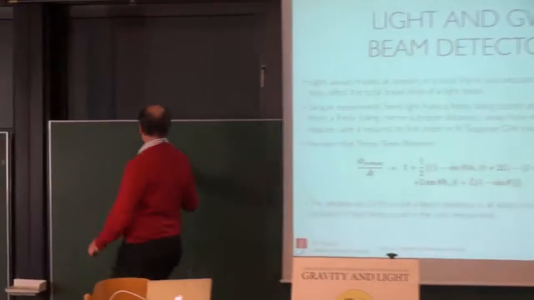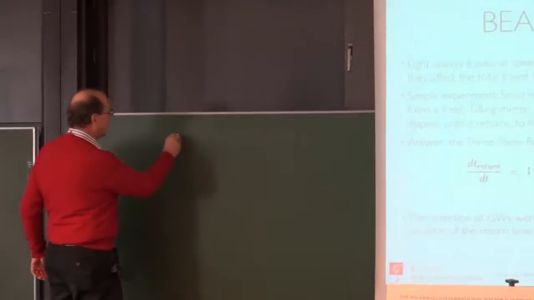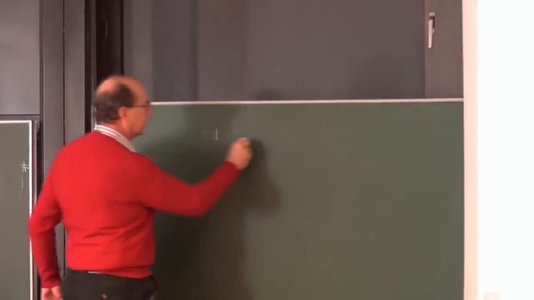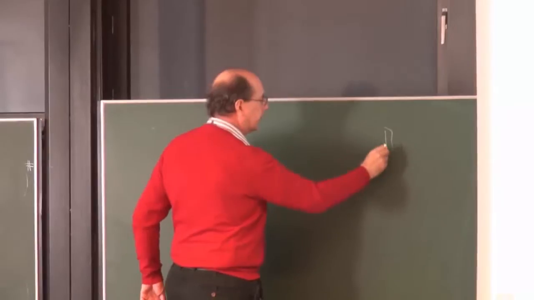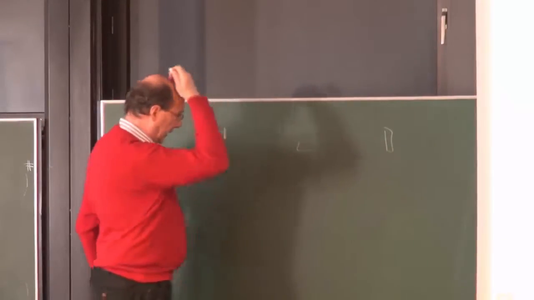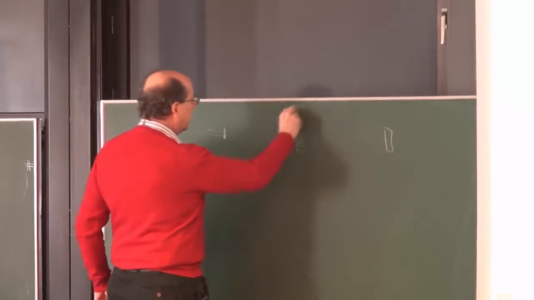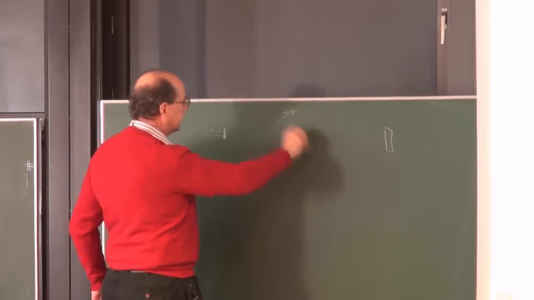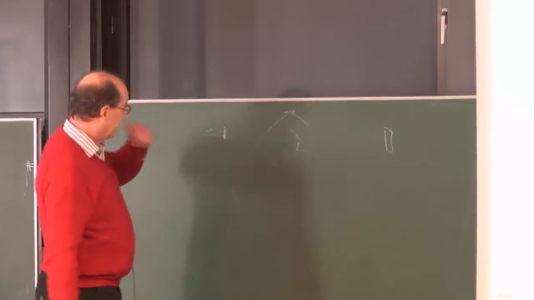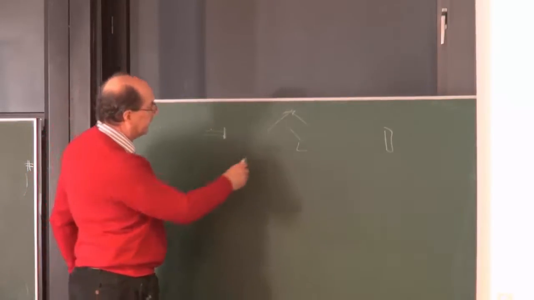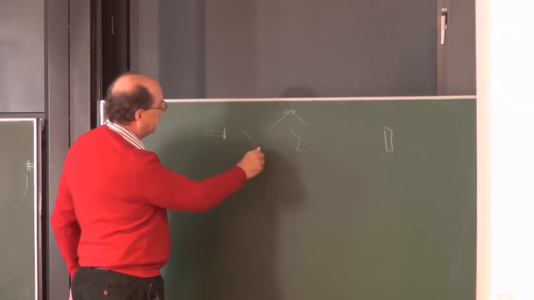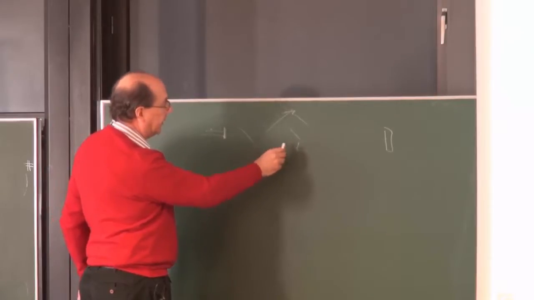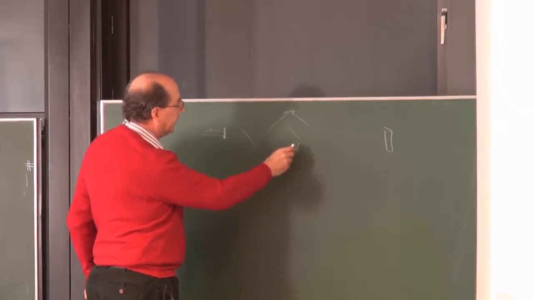So I should have had this diagram here. You have your laser here sending out light, and you have a mirror here that's reflecting it back, and this is a distance L. And then you have a gravitational wave coming through with wave fronts. It's a plane wave that's going through like that. The angle theta is the angle between the wave fronts and the path of the light.